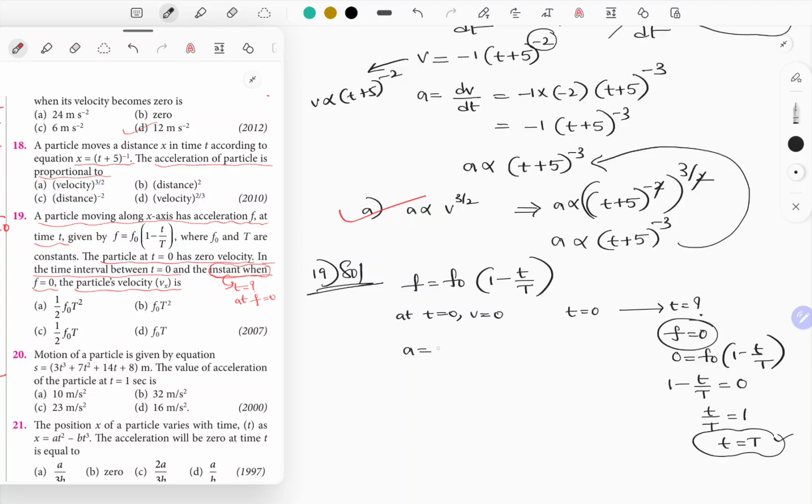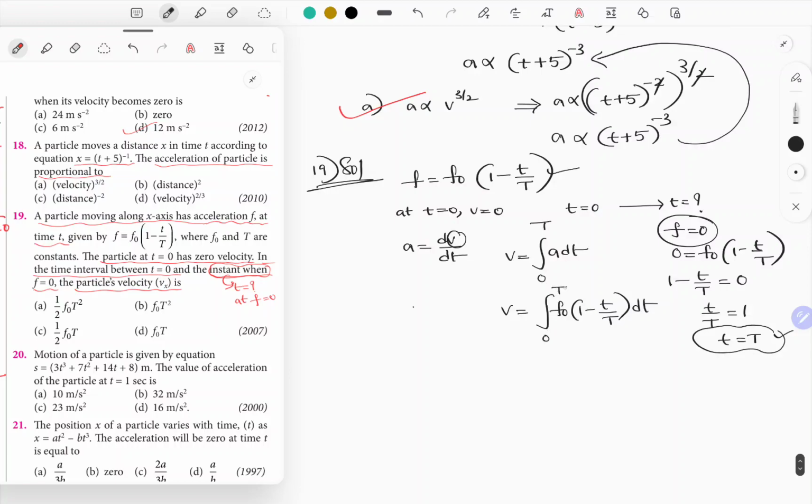So the acceleration formula is generally dv by dt. By giving acceleration with respect to time, they are asking for velocity. Then v is equal to the integral of a dt. This is what we have. From where to where do I have to integrate? From 0 to the time at which f is equal to 0, which is capital T. So v is equal to the integral of f naught (1 minus t by capital T) dt, from 0 to capital T. f naught is constant, the integration of 1 is t, minus 1 by T, the integration of t is t square by 2. Now the limits are from 0 to T.